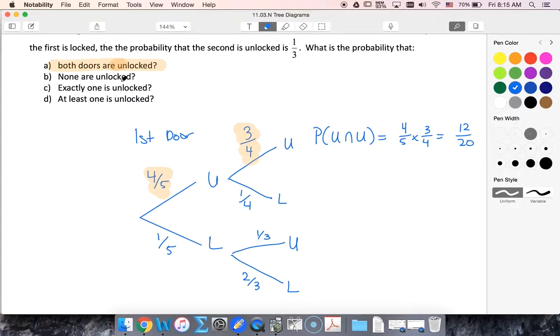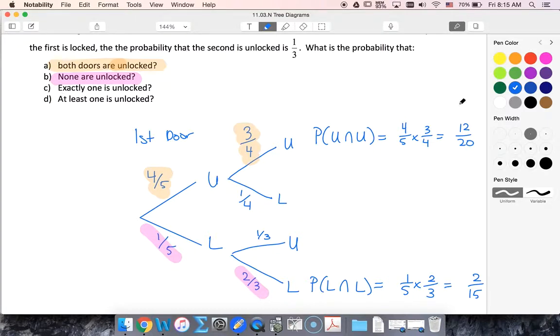None are unlocked. Well, that's the same as saying both are locked. So let's go both locked. So locked and locked, 1/5 times 2/3 is 2 out of 15.